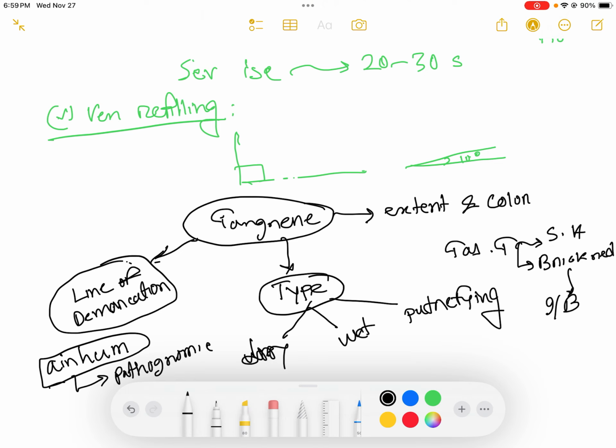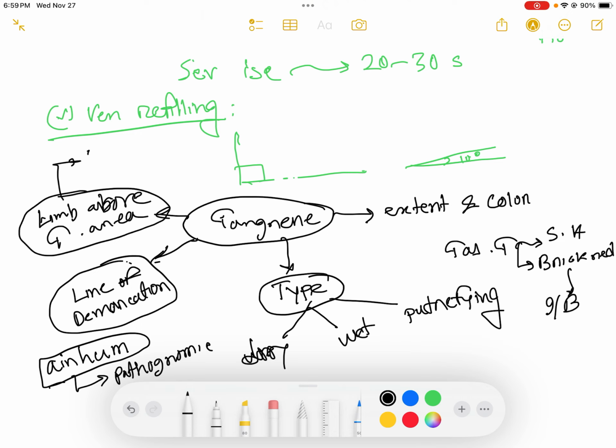It is always advisable to observe the limb above the gangrenous area. This may be congested, edematous or pale, which indicates the possibility of later involvement of this area. There may be black patches which indicate skip lesion.